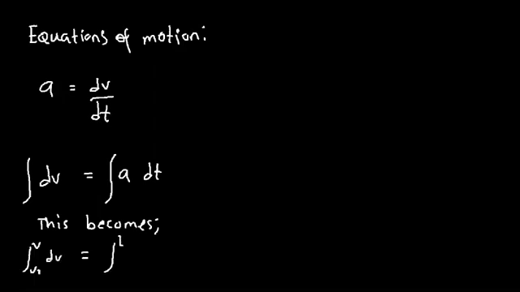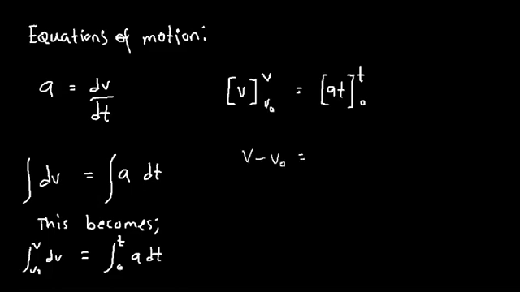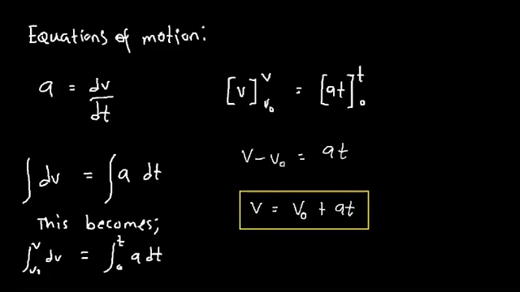the integral of dv from v0 to v equals the integral of a dt from 0 to t. Integrating this, we get v from v0 to v equals at from 0 to t. And then we can solve by substituting, and we get v equals v naught plus at. This is our first equation of motion, which establishes a relationship between our instantaneous velocity, the initial velocity, the acceleration, and the time elapsed.